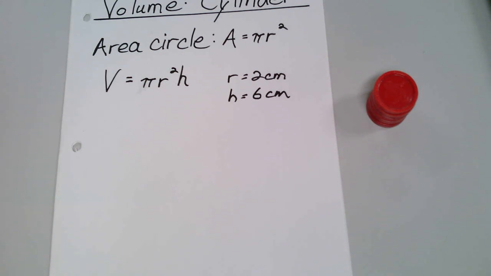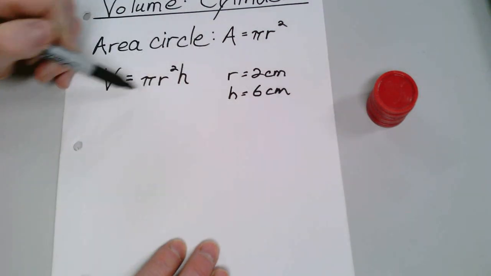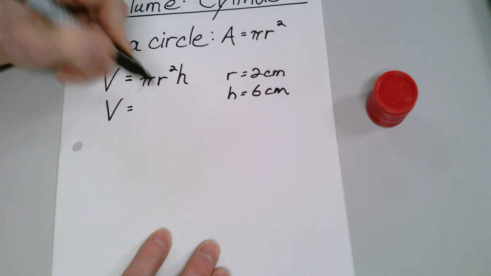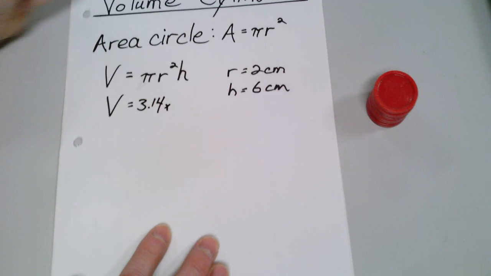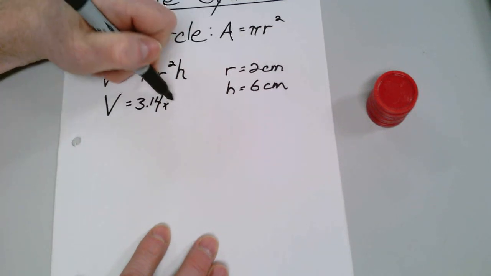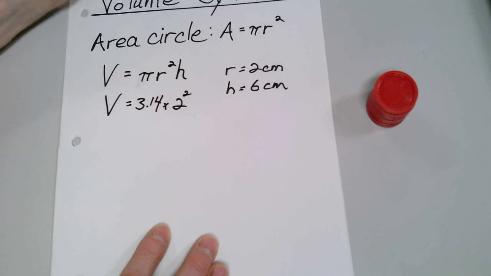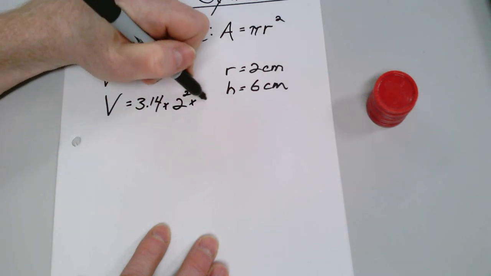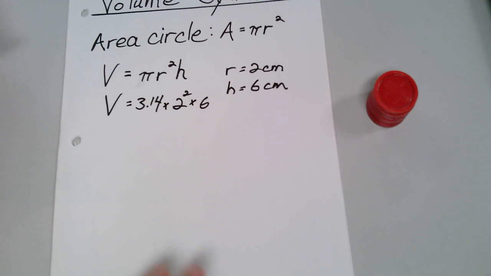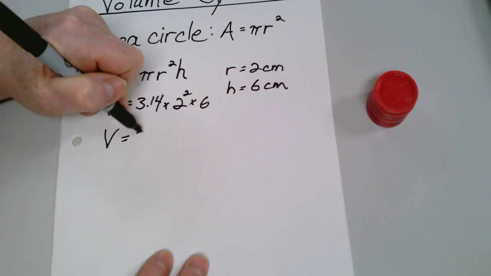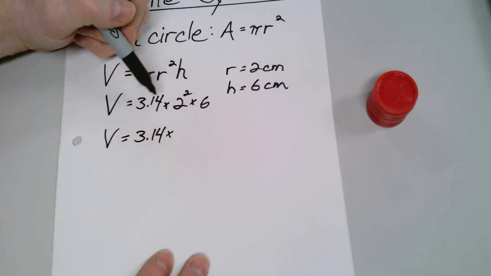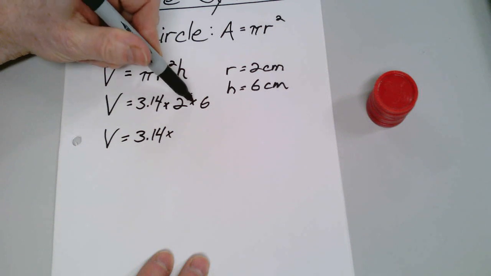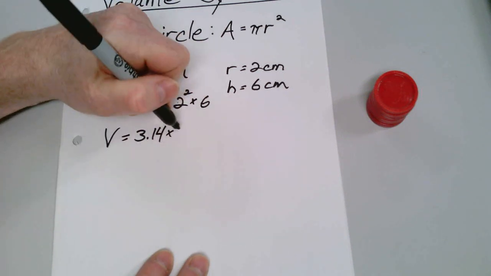So we have our formula, as we always do. We start with that, we write it down, and then we take our numbers and we plug them in. We know pi is 3.14 times the radius, that's 2, and we square it, times 6 for the height. So we'll just continue it on. 3.14 times, of course we follow BEDMAS, and we would do the exponent first before we do the multiplication here. So 2 squared is 4.